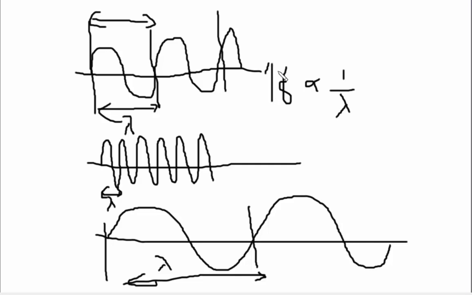As frequency increases, wavelength decreases, right? See, this is the high frequency, wavelength is low. If low frequency, then it is high. This is f1, f2, f3. This is one duty cycle.